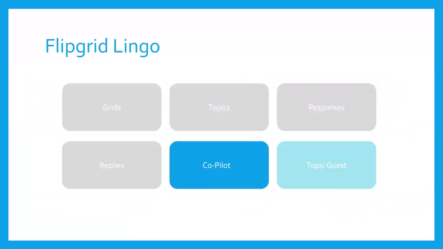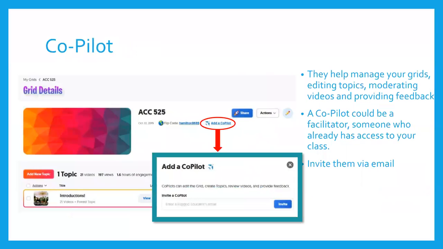So Arwen's going to be talking about what a co-pilot is. A co-pilot is someone who the instructor wants to help them manage the grids, edit the topics, moderate the videos, and provide feedback. The instructor can invite multiple co-pilots. You're not just restricted to one.